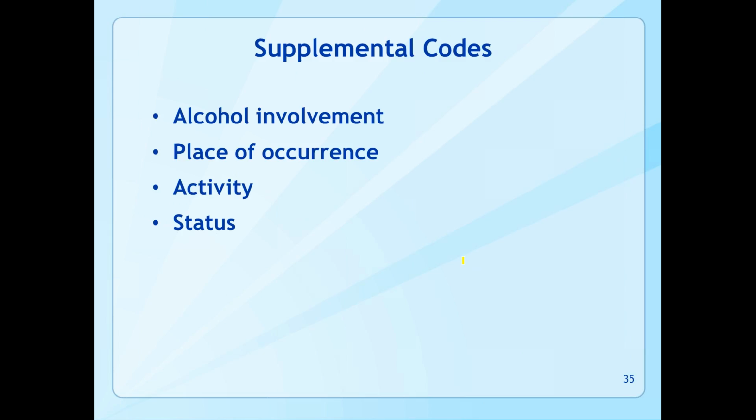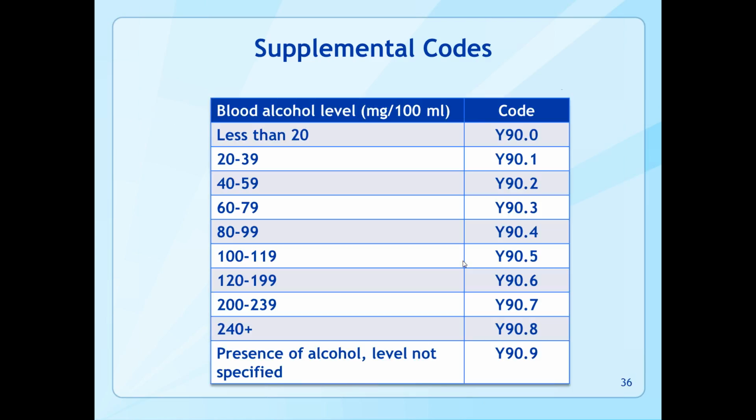So I now want to briefly move away from the external cause codes and talk about some of these supplemental codes that are available in ICD-10-CM. And these are supplemental codes that are relevant to injury. And as trauma registrars, I don't know if you'll be expected to use these codes, but I wanted to bring them to your attention. These are important for medical records coders. Trauma registrars might or might not need to consider these codes. And these are ones that capture information on alcohol involvement, the place where the injury occurred, the activity the person was doing at the time of the injury, and the work status of the person. And I'll go into each of these in a little bit of detail.